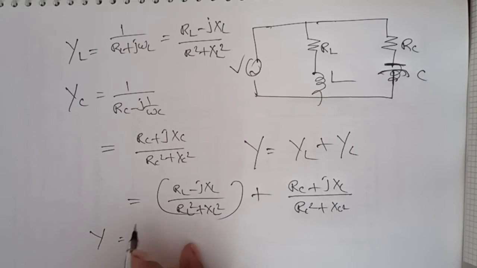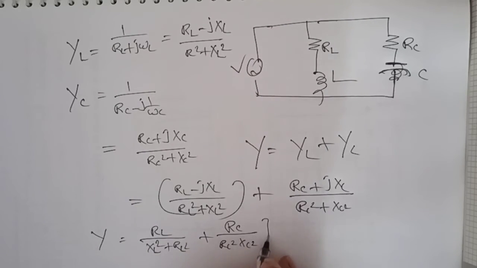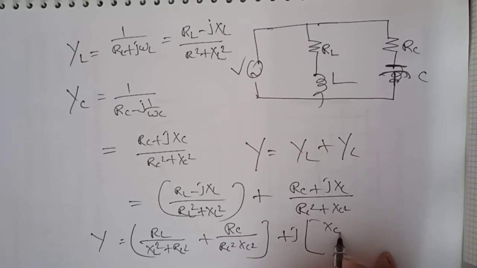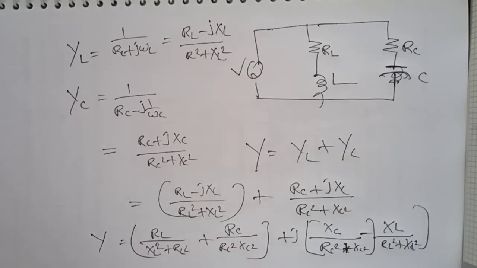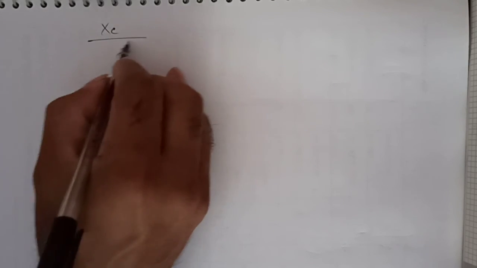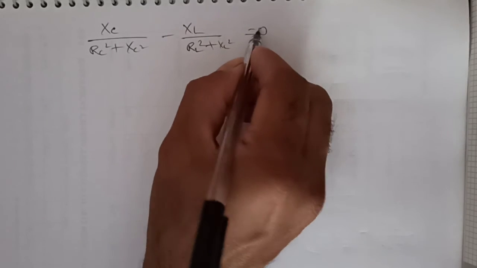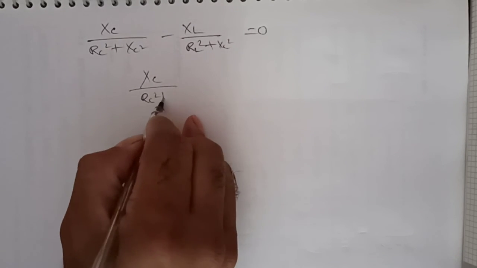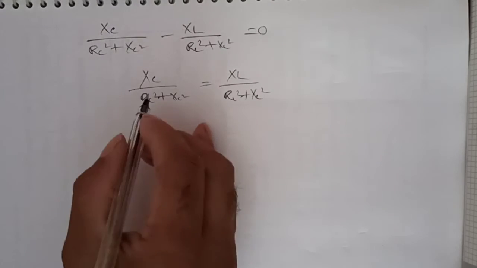Now we have to make sure that the imaginary part becomes 0. So we separate the imaginary part. RL divided by RL square plus XL square plus RC divided by RC square plus XC square is the real part, plus j times XC by RC square plus XC square minus XL divided by RL square plus XL square. Now, to take the condition of resonance, the susceptance part must be 0. Then XC divided by RC square plus XC square minus XL divided by RL square plus XL square is equal to 0. So XC by RC square plus XC square equals XL by RL square plus XL square. If you rearrange these equations, we get the resonant frequency.